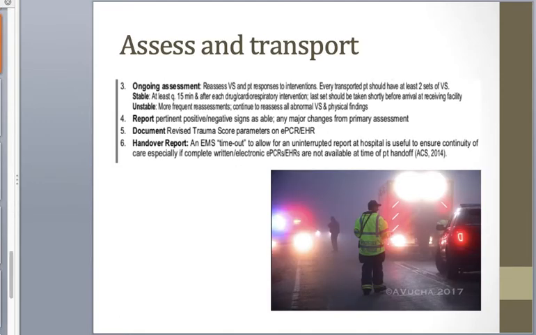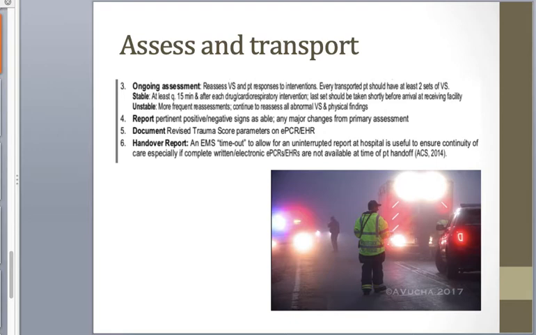Assessment and transport, we're going to continue assessing, reassess vital signs and patient mentation, as well as their response to interventions. Every transported patient should have 2 sets of vitals. Hopefully we figured that one out by now. A stable patient gets vitals and reassessed every 15 minutes, as well as after any intervention. And then an unstable patient gets them every 5 minutes, possibly more frequently, and then continue to reassess at every intervention.